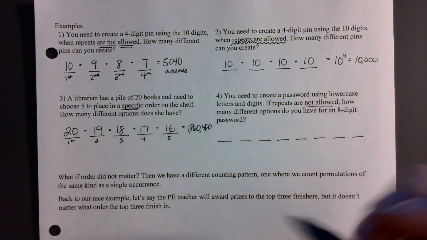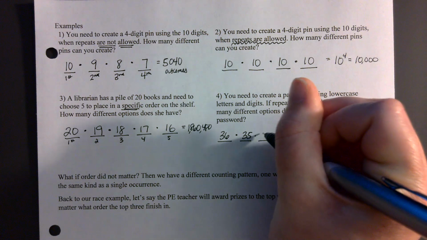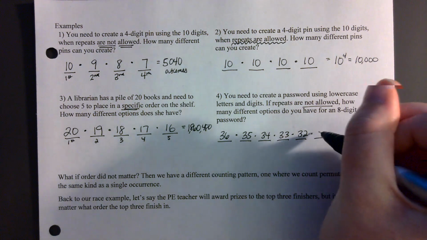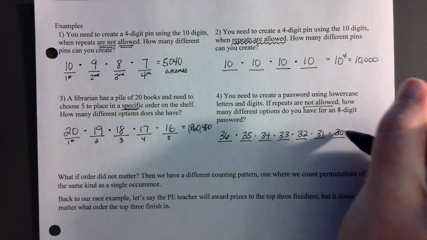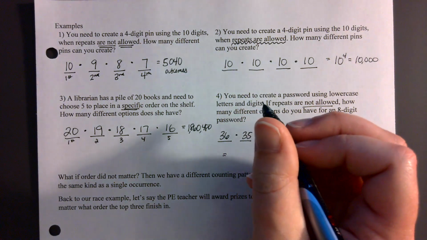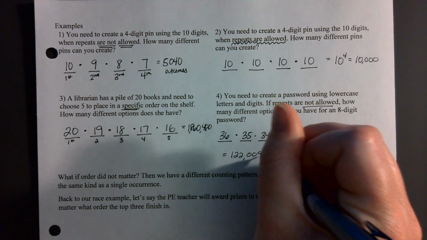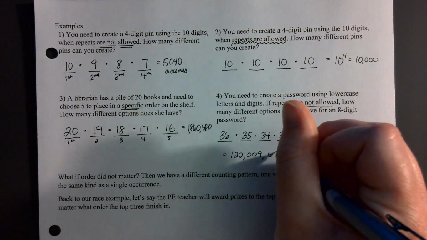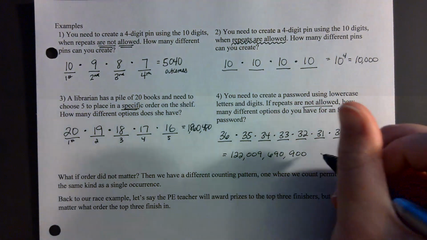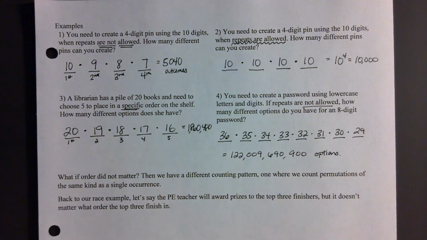So with repeats not allowed, we would have 36 for the first one, times 35 for the second, 34, 33, 32, 31, 30 options, and then 29 options. Oh, there's going to be a lot of options. Typing this in my calculator here. I'm just reading off the calculator screen. 6 options. Tons of options.